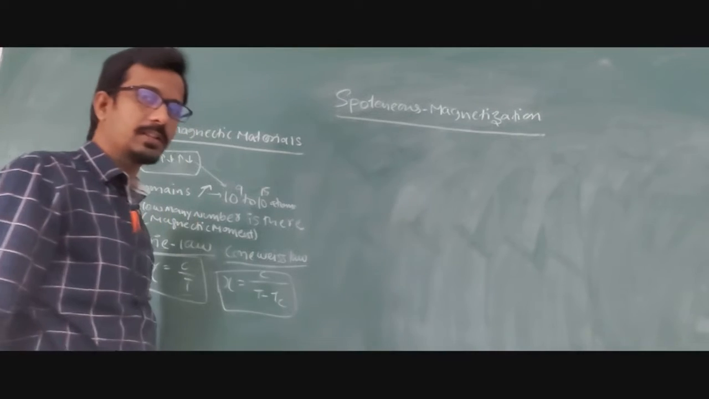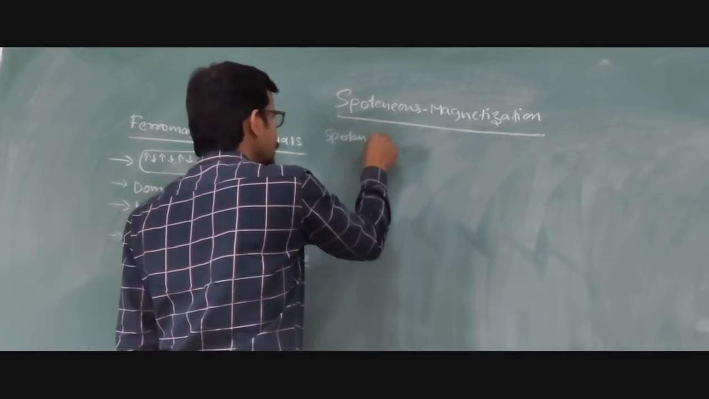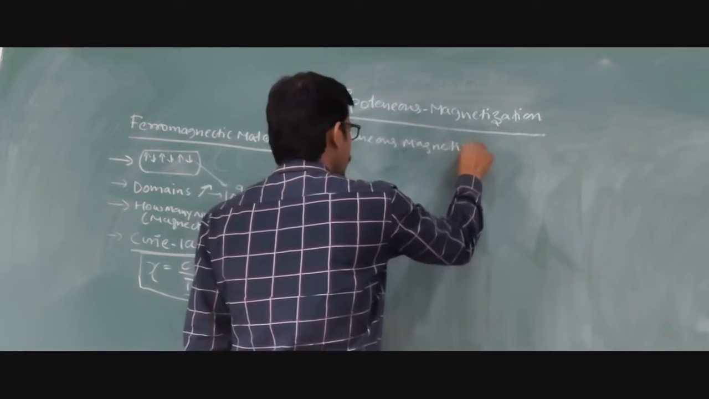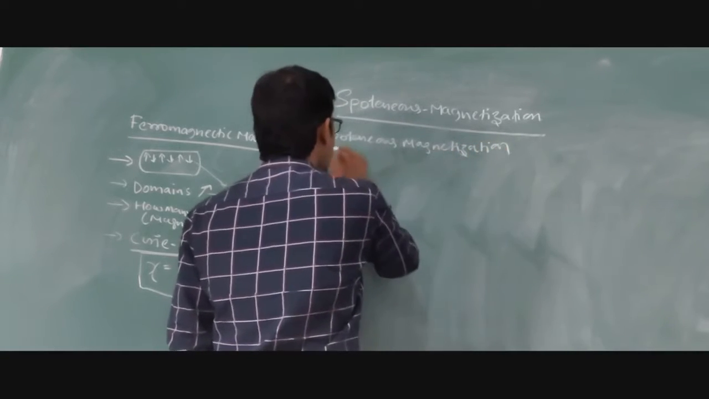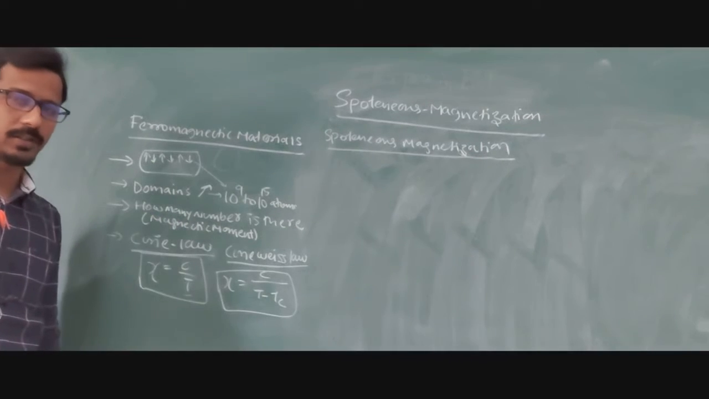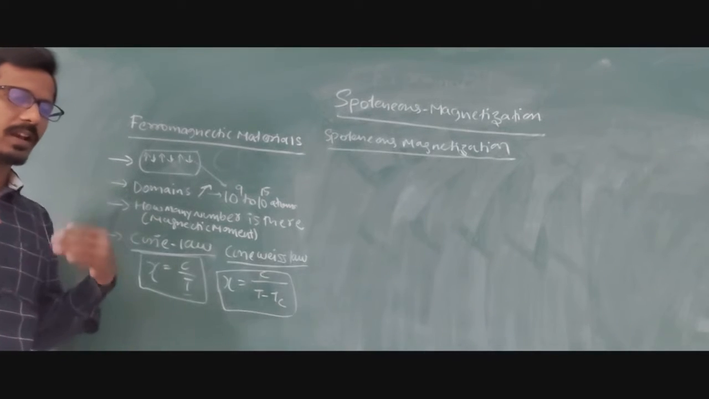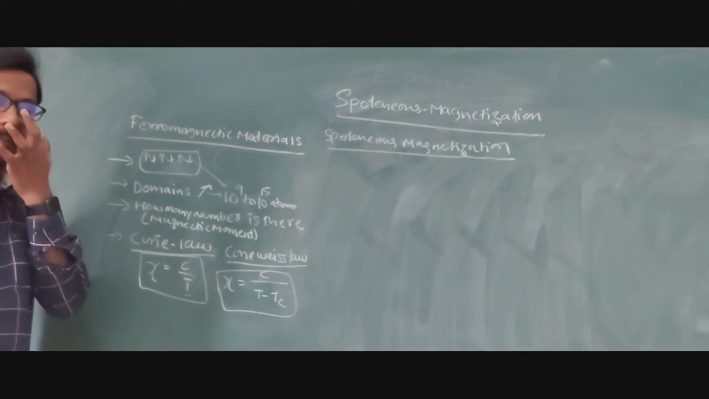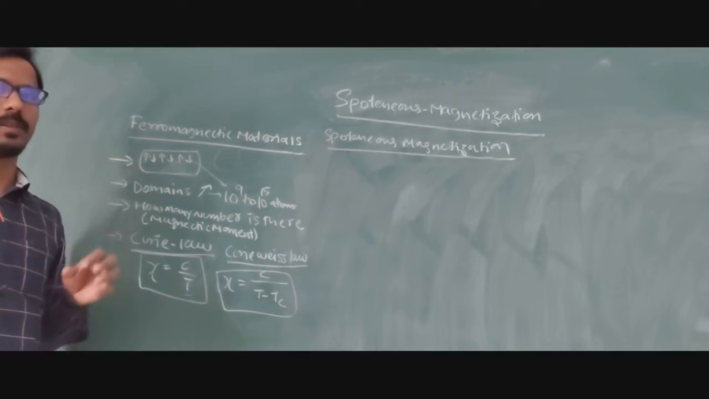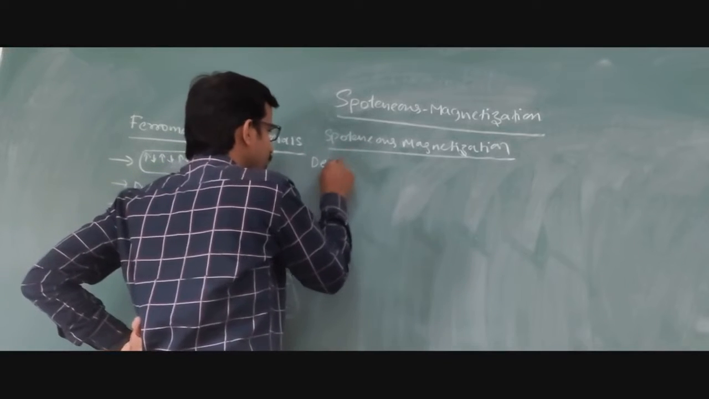Now, spontaneous magnetization is entirely dependent on Curie's law or the Curie temperature. When we apply some sort of external temperature to any material, what is happening? Some sort of disturbance. First, I will discuss the definition.